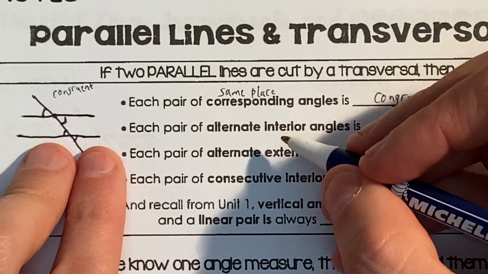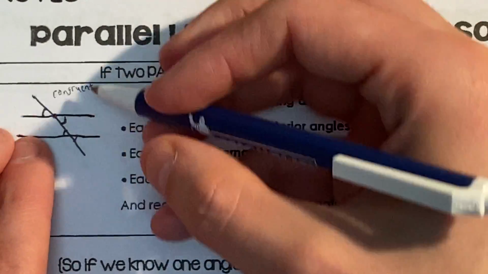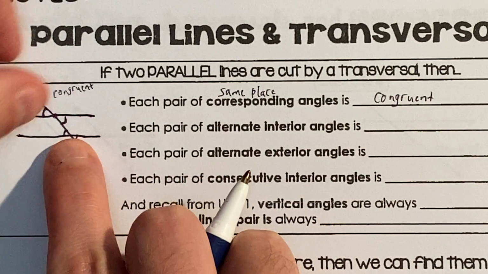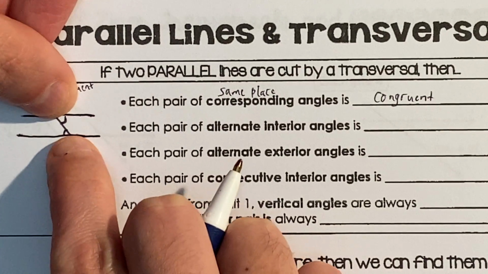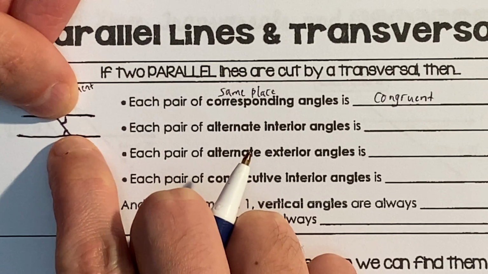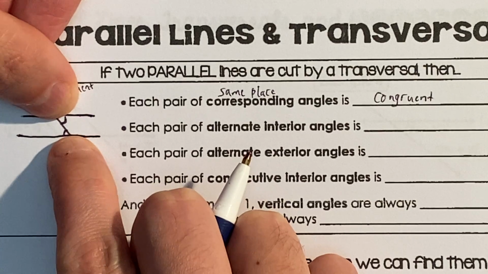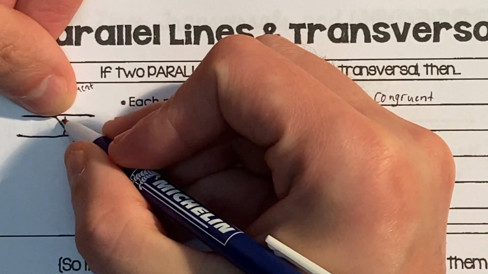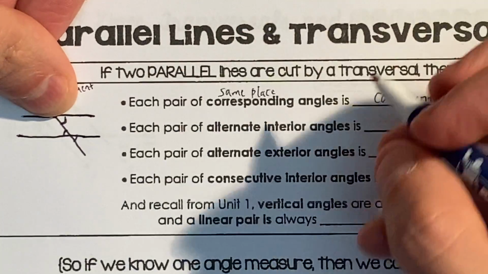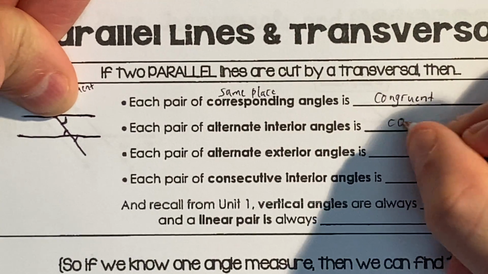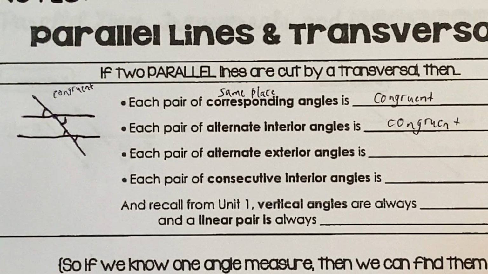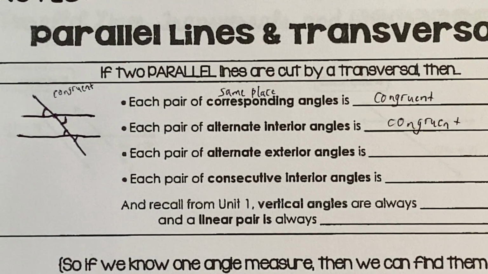Alternate interior. Here are the two lines, so my interior is here between the two lines. And it's saying the alternate ones. As you can see, I also marked the alternate angles, the one on the right and the one on the left. So alternate interior angles are also congruent. Anything that I marked here is congruent to each other, and the ones that are not marked are congruent to each other as well.